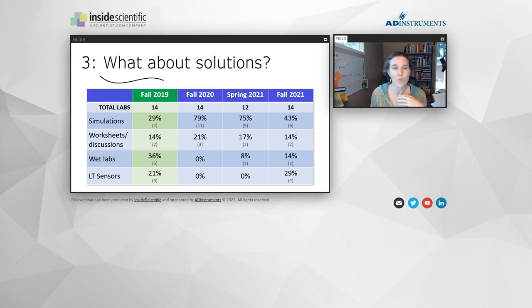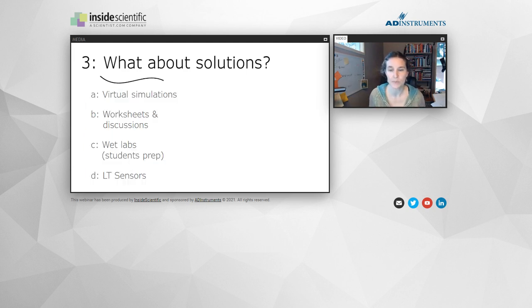If you look at what we've done this semester, I'm getting closer, right? It's getting closer to looking like what we had going on in the face-to-face, giddy up. We've replaced many of those simulations with wet labs and with the LT sensors. We had 4 labs this semester where the students are using these sensors and sharing data, and I'll talk about that a little bit more in a second.